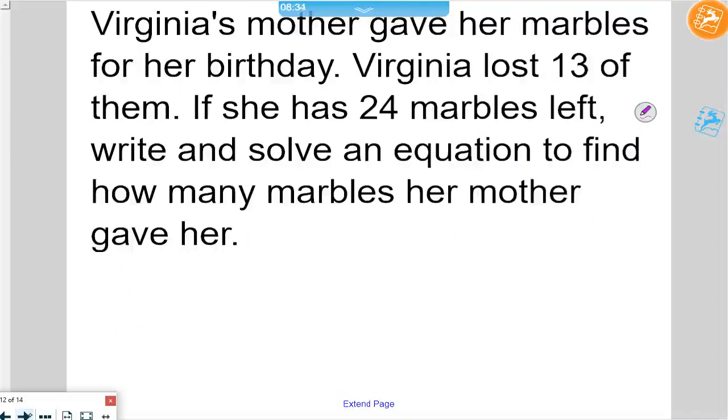Virginia's mother gave her marbles for her birthday. Virginia lost 13 of them. If she has 24 marbles left, write and solve an equation for how many marbles her mother gave her. Well, she has 24 marbles left. It says she lost, so let's take away 13. So I'm going to use M for marbles. So we have a subtraction problem. M minus 13 equals 24.